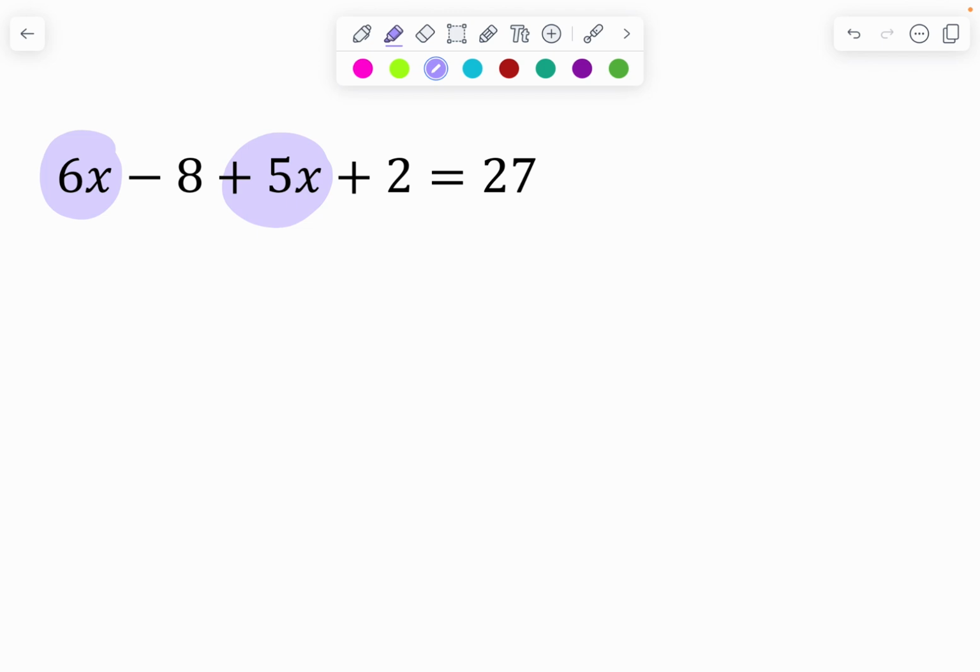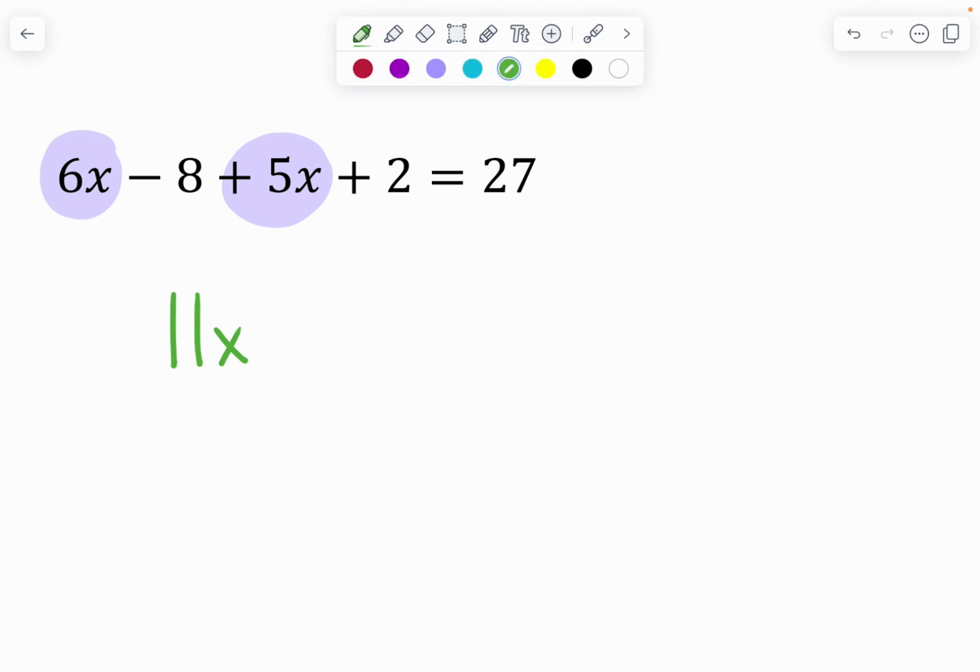So I have to group the things that are together, right? Like I have to push them so that they're not all over the place. So if I have 6 x's and 5 x's, what I really have there is 11 x's. And if I did that with the x's, I might as well do that with the numbers too.